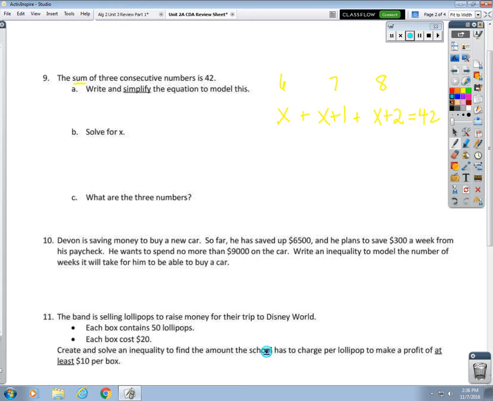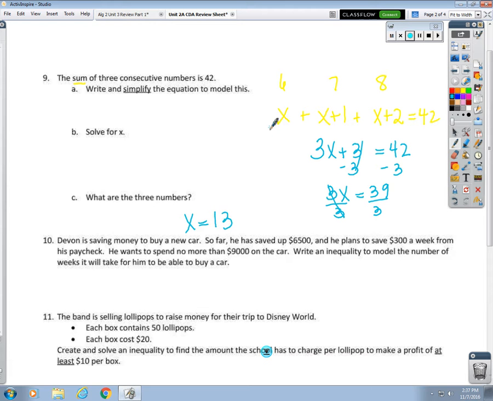Now what would I do next? Combine like terms, and that would give me, right? So there's your equation. Now they want me to solve for x. So what do I do first? Subtract the 3 and get 3x equals 39, and then I divide by 3. And so x equals 13.